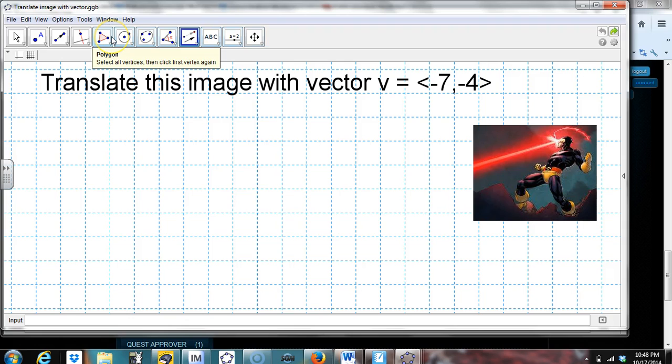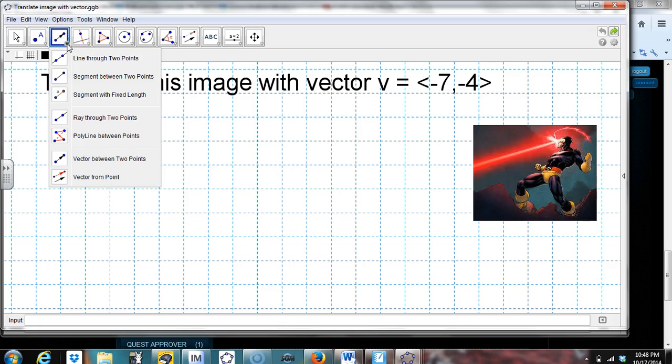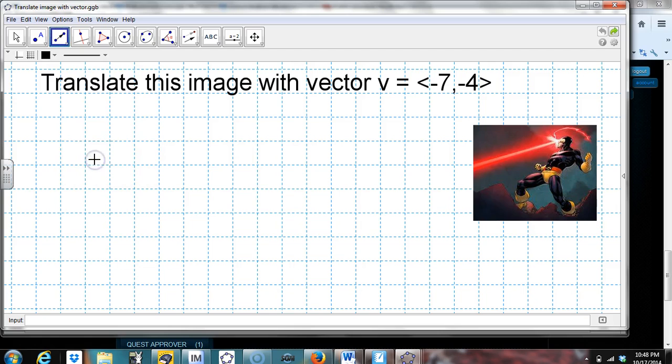Okay, so to do that, we need a vector to translate, right? So I'm just going to grab my vector tool. It's in the line toolbox. We got vector between points. Depending on what version you have, you might have just vector tool. Okay, so I'm going to grab that tool.